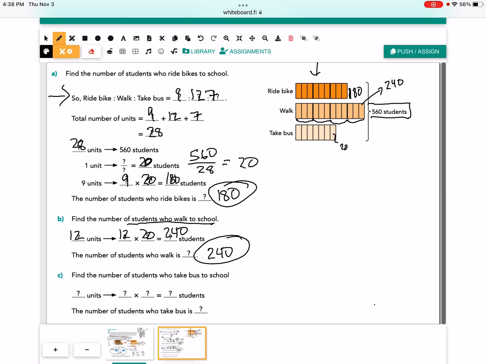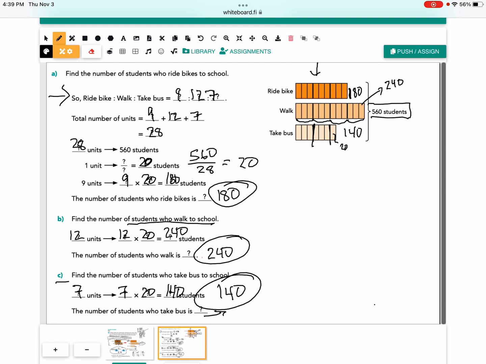All right, so then the next one is to find the number of students who take the bus. And so for the busing students, well, let's see, we see that there are 7 of those units. Oh, we were given that actually originally. So 7 times 20 is 140 students. So 140 students take the bus. And we're done.